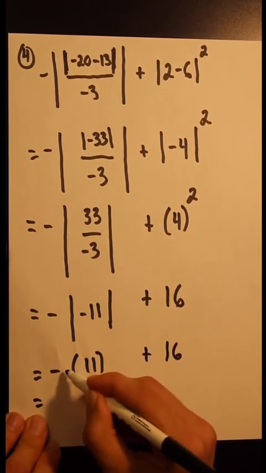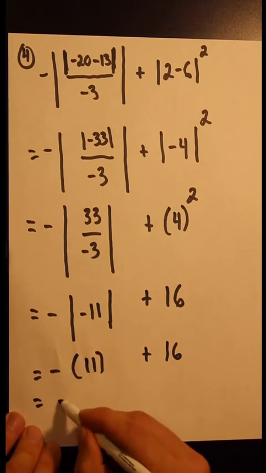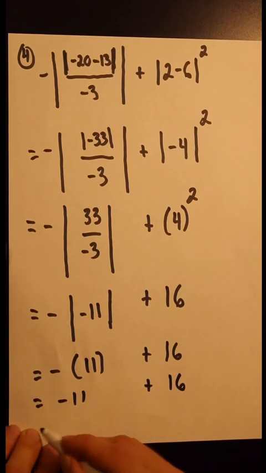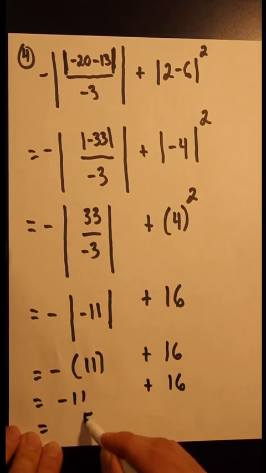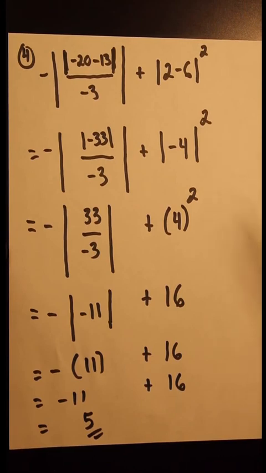Now when we distribute this -1 in front to the bracket, we end up getting -11 plus 16. -11 plus 16 ends up being 5. So the final answer for this whole expression was 5.